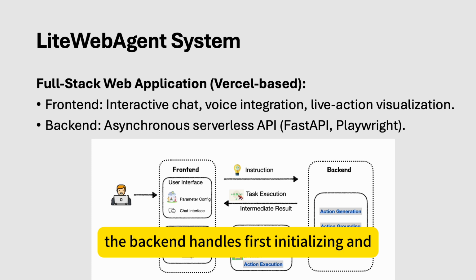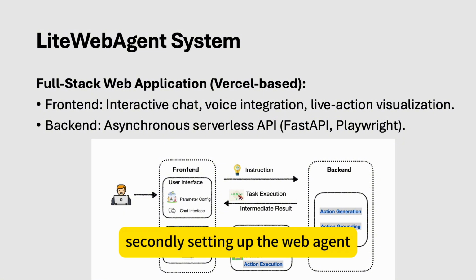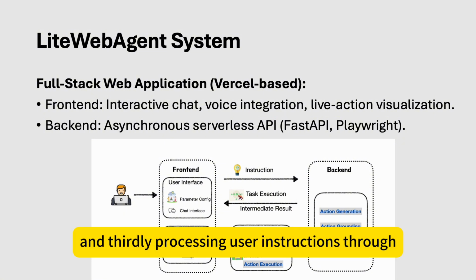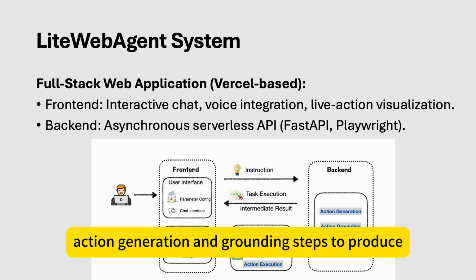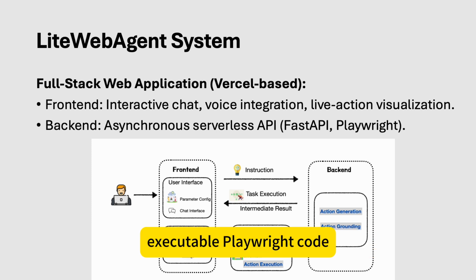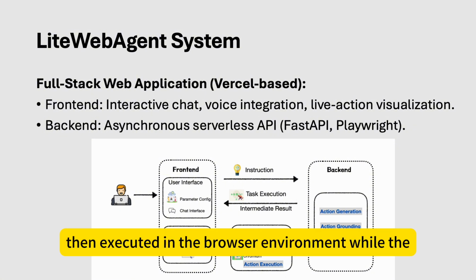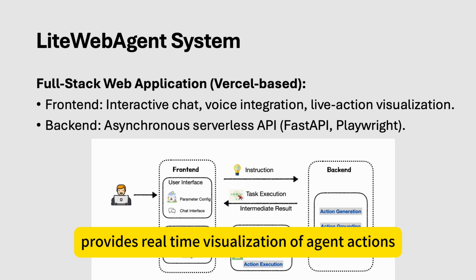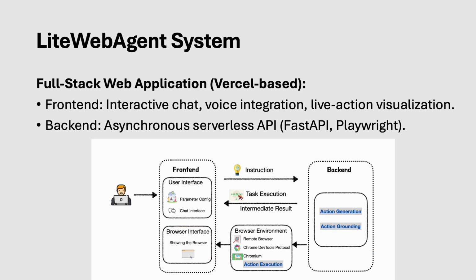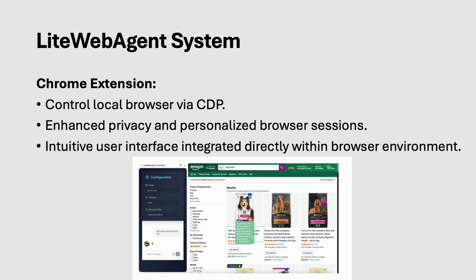The backend handles, first, initializing and connecting to the browser environment. Secondly, setting up the web agent. And thirdly, processing user instructions through action generation and grounding steps to produce executable Playwright recorder code. This code is then executed in the browser environment, while the interface provides real-time visualization of agent actions.